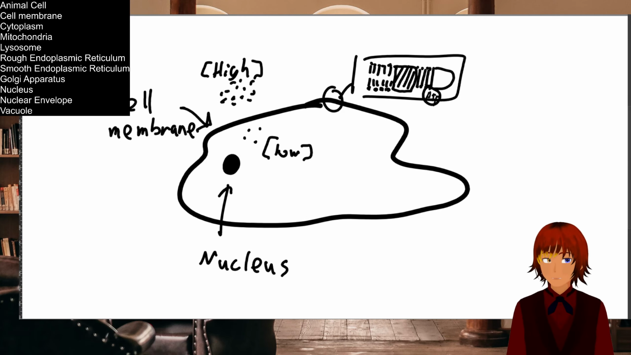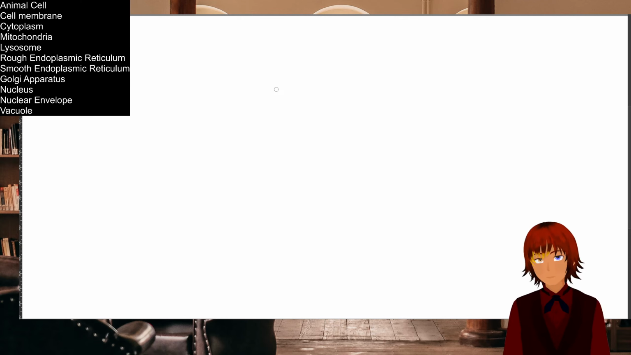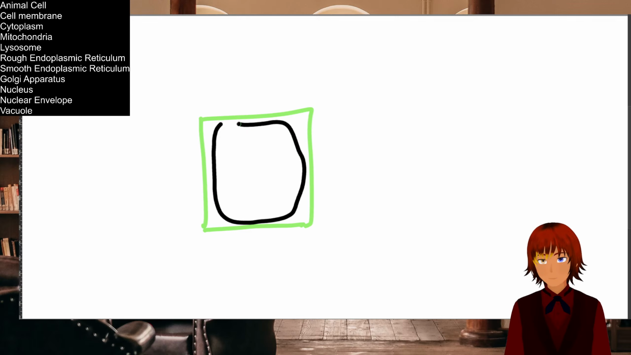Alright, so now we can move on to plant cells. So the first thing that you'll notice with plant cells is that they're not blobs. They're typically more rectangular or squarish, and that's because if you look over here, they have something called a cell wall. Let me put up my other list too. Yeah, there we go.